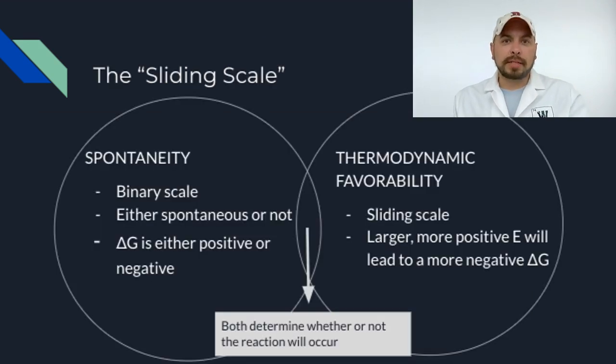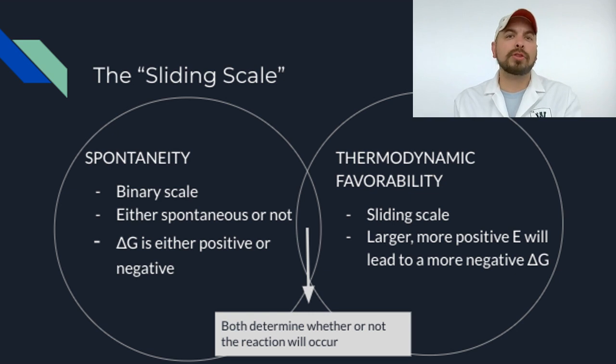When we talk about spontaneity, keep in mind that it is a binary system. You are either spontaneous or you are not spontaneous. And all we're looking at there are the signs of delta G and E. So spontaneous or not has nothing to do with the actual values of delta G or E. It's just whether they're positive or negative. And that tells us something, but it doesn't tell us a whole lot about how it's actually going to work.